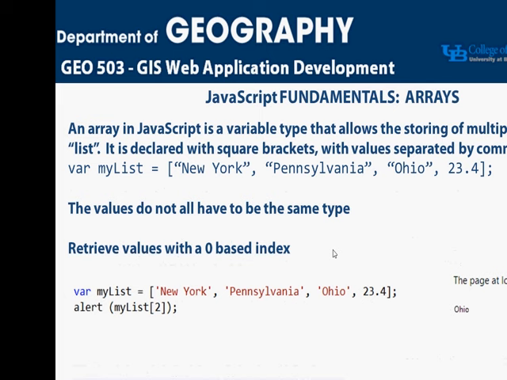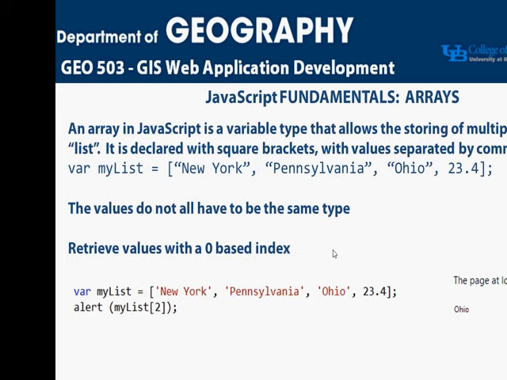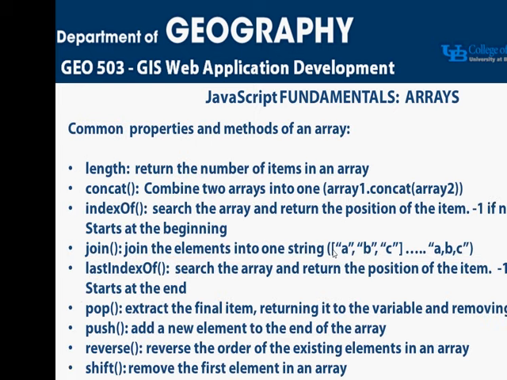So array reverse would do 23.4 Ohio, Pennsylvania, New York. Shift removes the first element. So shift would clear out New York and just leave the remaining 3. Sort, this is nice, sort them alphabetically.